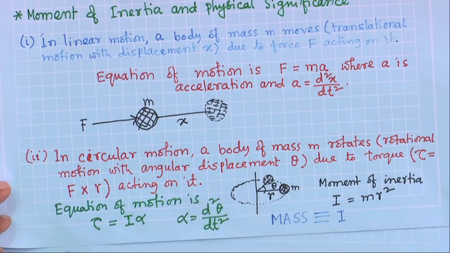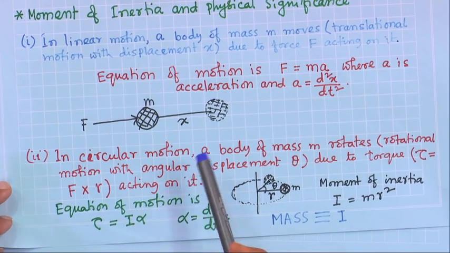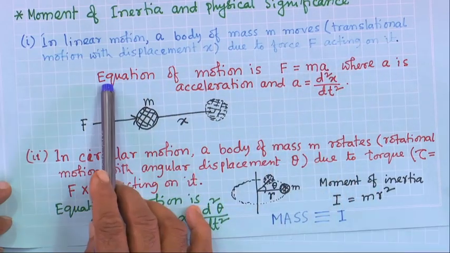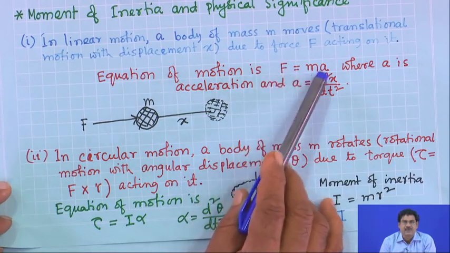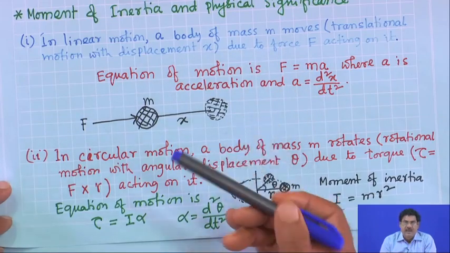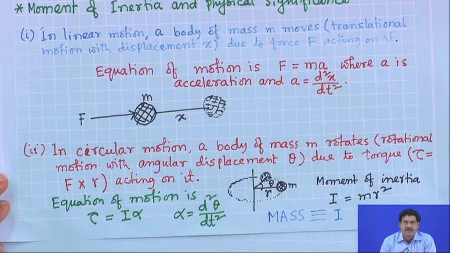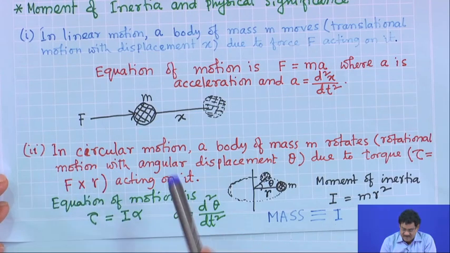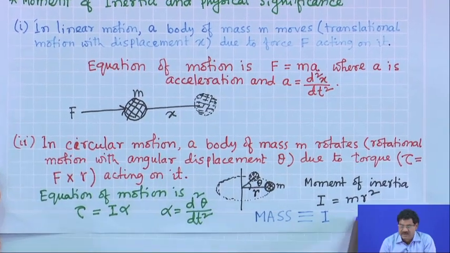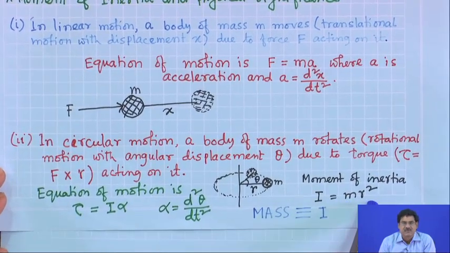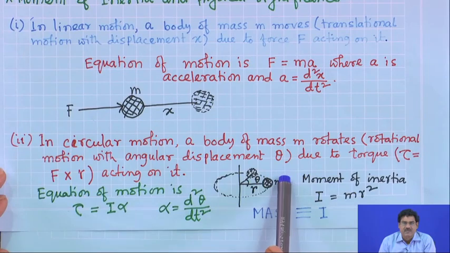Whatever the function of mass in case of linear or translational motion, in case of circular or rotational motion, I plays the same role as mass plays in that motion. So, whatever m does in translational motion, the equivalent function is done by the moment of inertia. You know the definition of moment of inertia is basically mass into distance square.